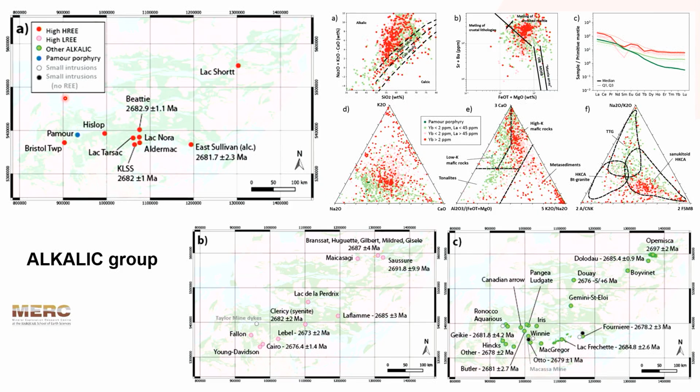So let's look at their distribution. You've got the ones in red here. These are the pure alkaline, if you want. These are really the alkaline series with no mixing, no hybridization, and very little fractionation. And if you look at their distribution, most of them are in southern Abitibi.